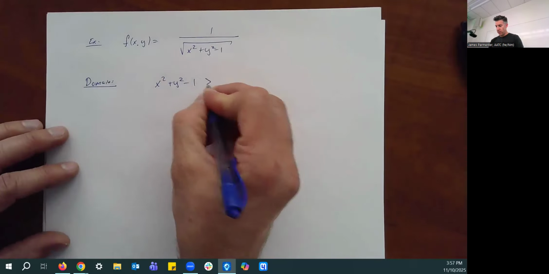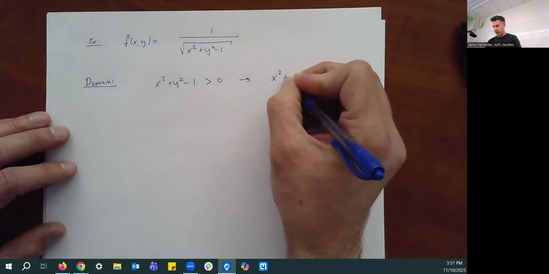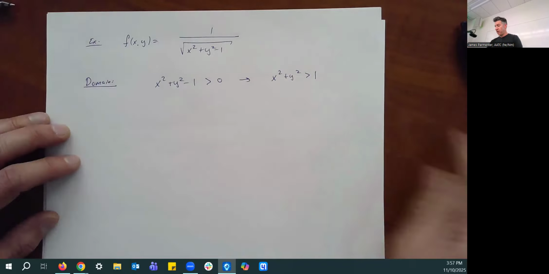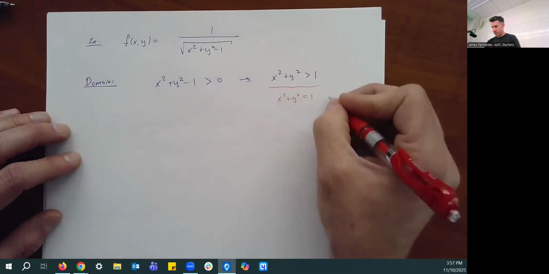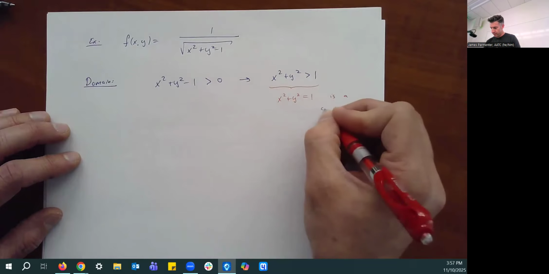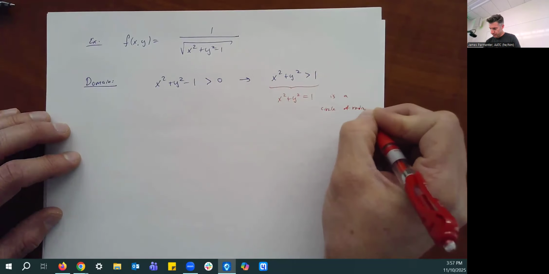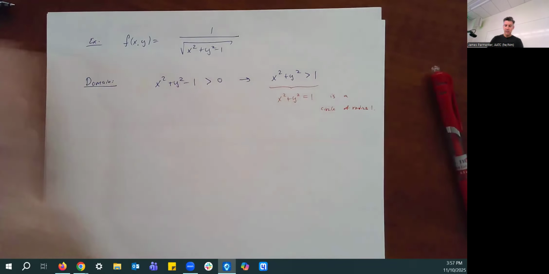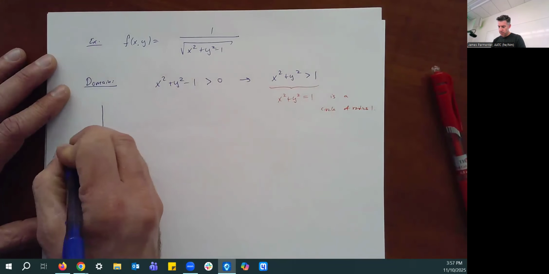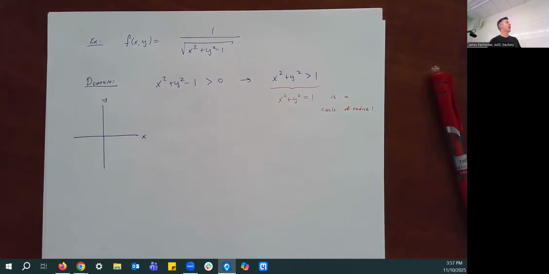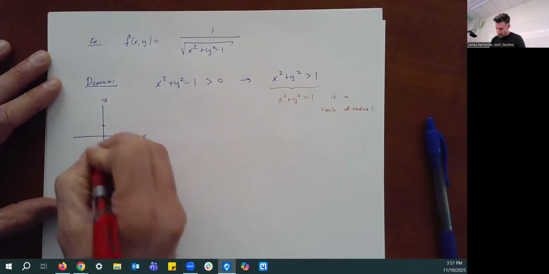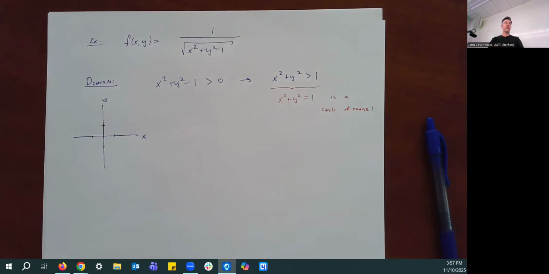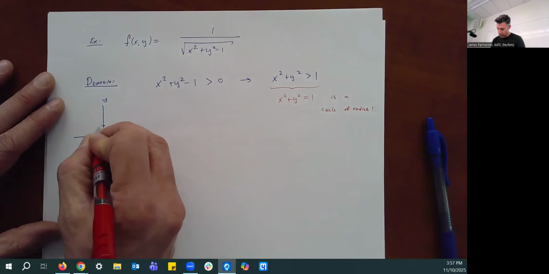So this is going to be greater than 0, which means our domain is x squared plus y squared greater than 1. I'm thinking about the fact that I know that the graph of x squared plus y squared equal to 1 is a circle of radius 1, which I don't want to include in my domain. So I'm going to draw my domain, which is some subset of the xy plane. I'm going to draw the circle of radius 1. And since I know I don't want to include it, I'm going to draw it dashed, just like we would draw a dashed line if we didn't want to actually include that boundary.